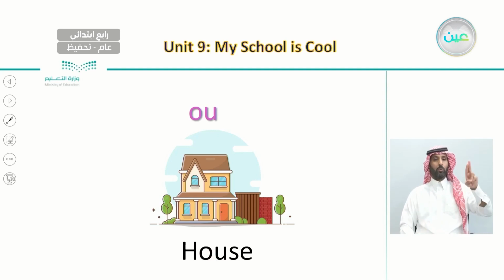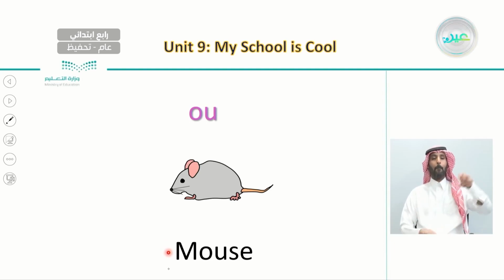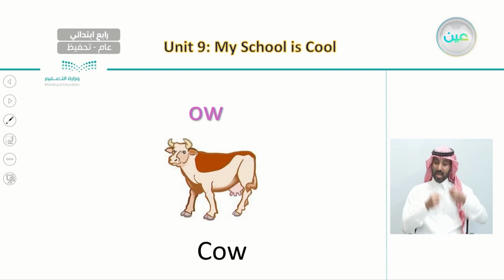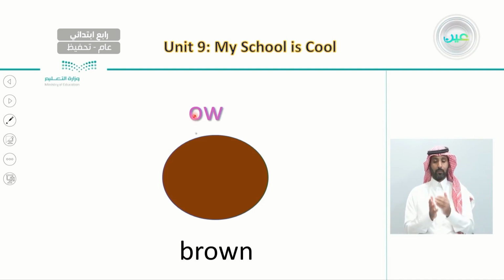House. Also another word with the same sound, which is mouse. Mouse. Also this word has the O and U sound that we can see here. The third one has the O and W sound, which is cow. Cow, also with the O and W sound. And next we have brown. Brown, also with the O and W sound.